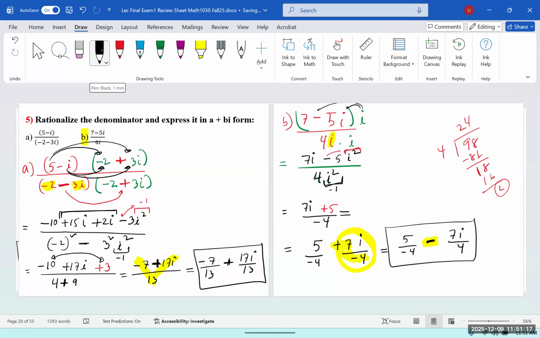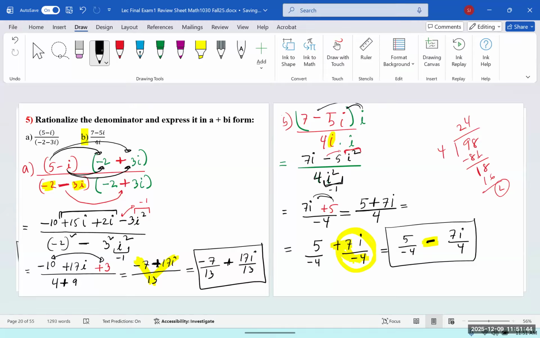So we have 7i plus 5 on the numerator. The first thing I did was switch the position. The 5 should be written first and then 7i later, because this is the rule: the real number comes first and then the imaginary number. And they both have 4 on the denominator. Then we just split the denominator.